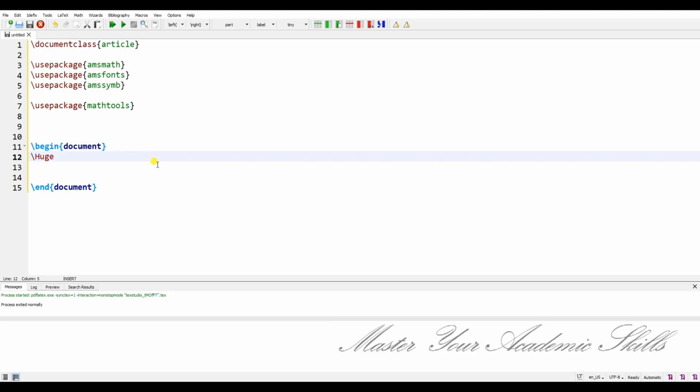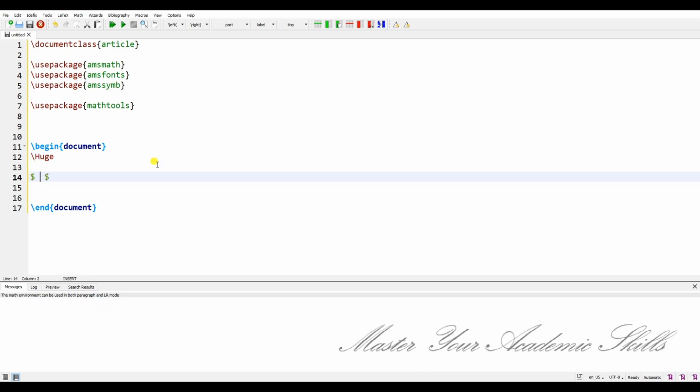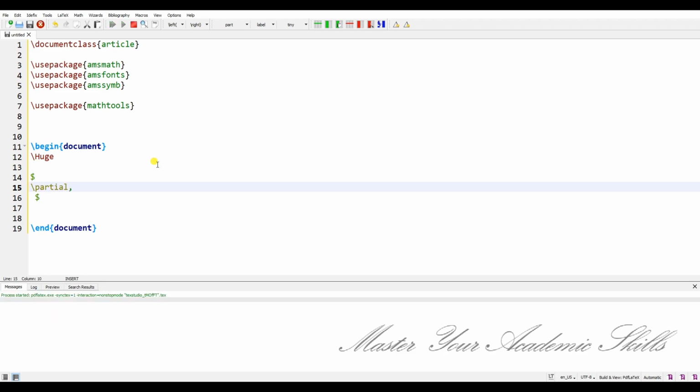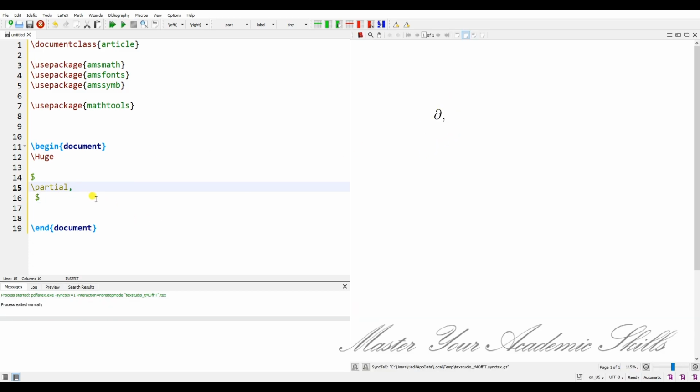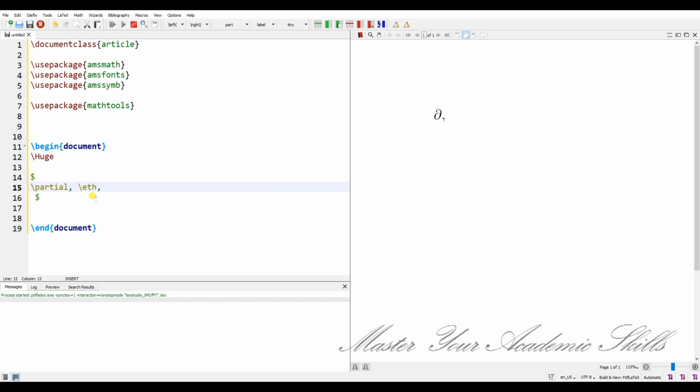There are some symbols in LaTeX for mathematical expressions, and I'd like to show you them. The first one, let me give some dollars. Yes, the first one is the partial symbol. Partial is used for partial derivative. Let me compile it. Yes, this is partial. Another one is F. Yes, compile.